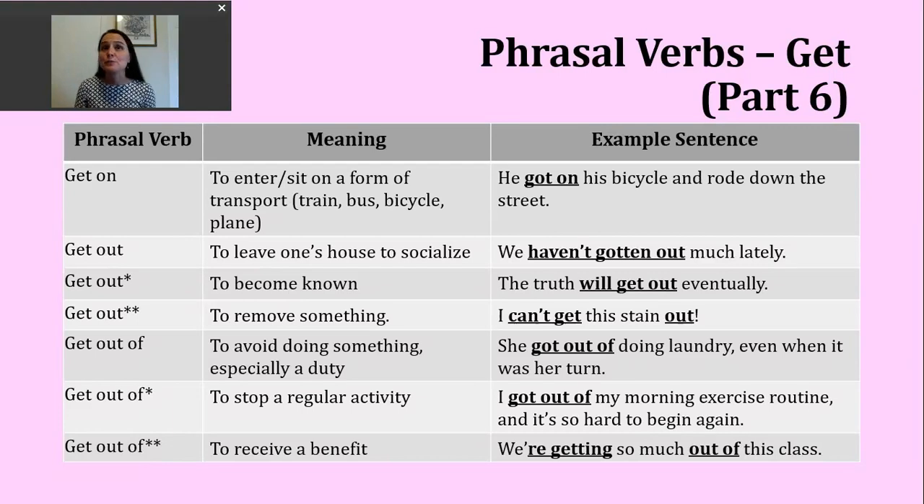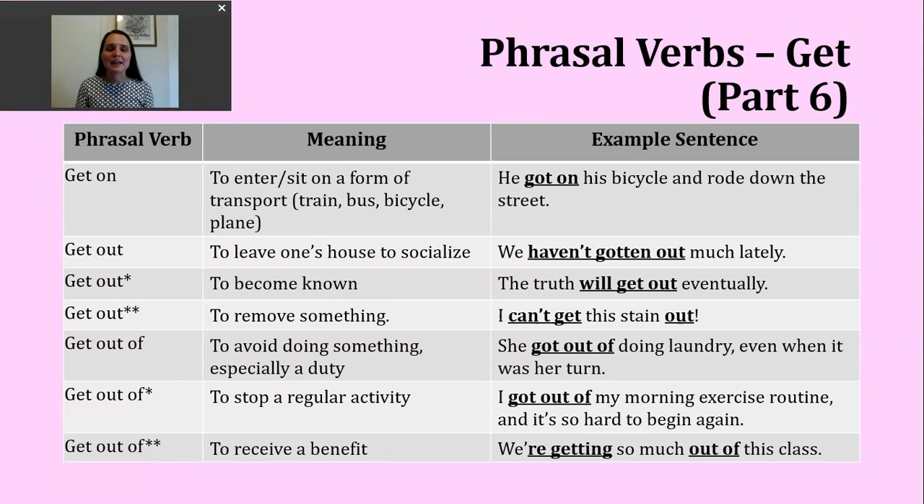A second way to use get out of is to mean to stop some regular activity. Here's an example. I got out of my morning exercise routine and it's so hard to begin again. So I stopped a regular activity is what's meant by that got out of. These last two sentences are examples of simple past tense as well.